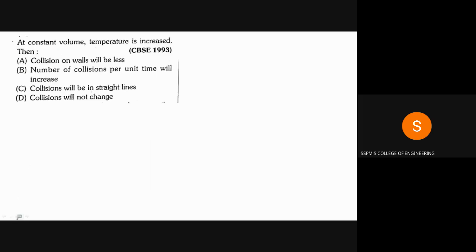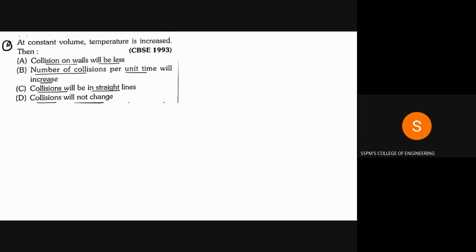For the next question. At a constant volume, temperature is increased, then collision on the wall will be less. Number of collisions per unit time will increase. Collision will be in a straight line, or collision will not change.